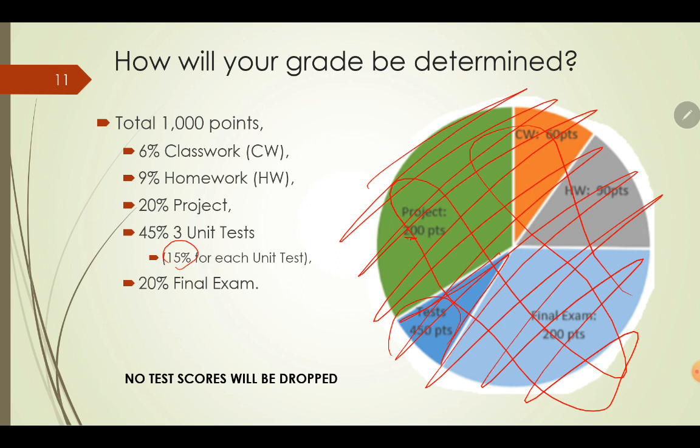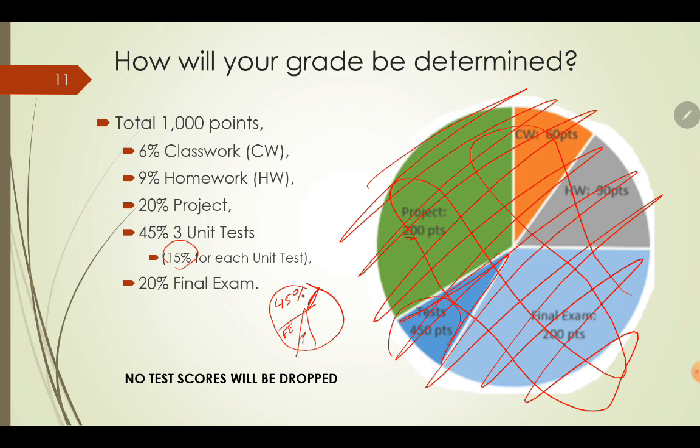So I'm sorry for that visual. That is not correct, so I'll have to make another one of those. Our correct pie chart would have tests as almost half your grade. That's 45% for tests, and then a 20-point sliver for final exam, a 20%, 200-point sliver for the project, and those should be bigger too also.